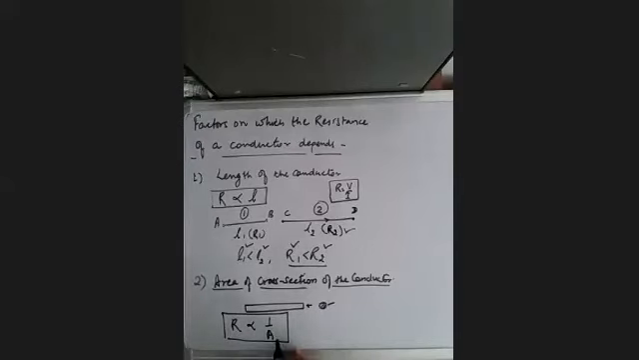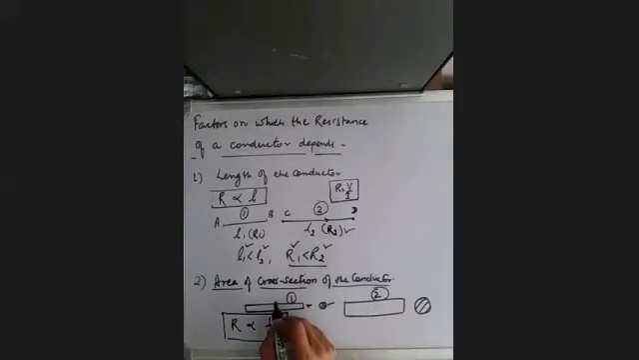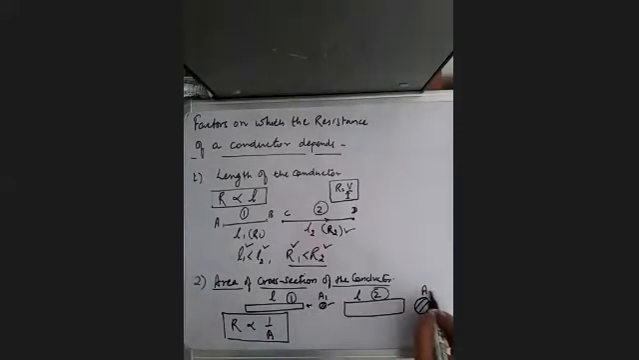That means if we take two conductors, one is suppose this, another one is this. Both are of same material. So both have same material. Length of both is equal. Both are made up of same length, but the area of cross section of the two are different. So one has area of cross section A1 and two has area of cross section A2. And A1 is less than A2.